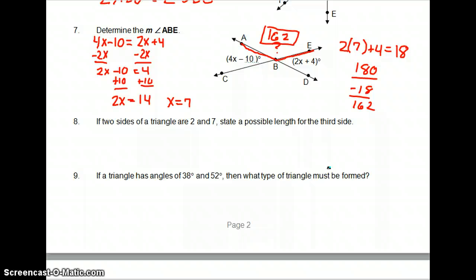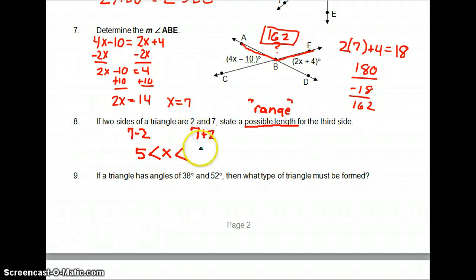number 8. If two sides of a triangle are 2 and 7, state a possible length for the third side. Well, when we're looking for a possible length or range of the third side, we will subtract the numbers to get the lower end, and then x is going to be above that and below the upper end, which is 7 plus 2, which is 9. So your answer has to fall between 5 and 9, and it would be 6, 7, or 8. Any of those would do.